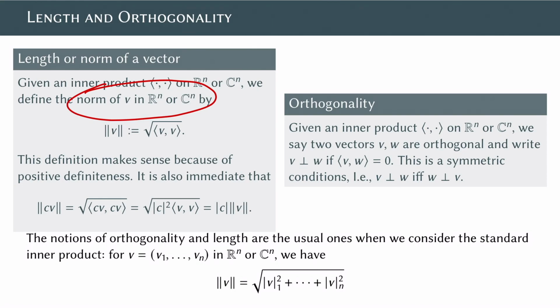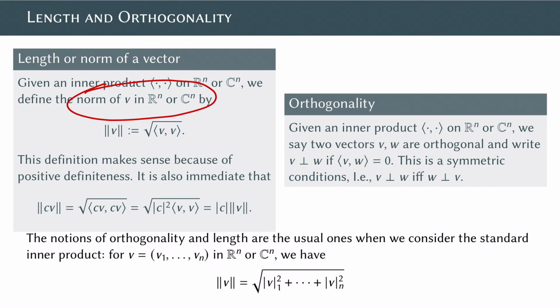We can also define orthogonality. Orthogonality is just perpendicular. It is just a fancier term for the thing called perpendicular. We have studied very much in our school. Given an inner product on Rn or Cn, we say two vectors v comma w are orthogonal, and we will denote this by v perpendicular w, which is the usual notation, if the inner product of v and w is 0. Note that this is actually a symmetric condition. v is perpendicular to w if and only if w is perpendicular to v. You can check this quite easily.